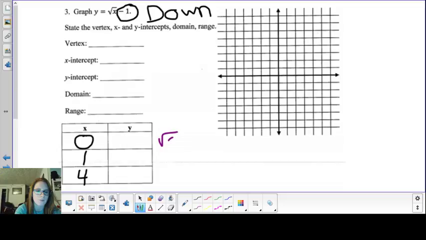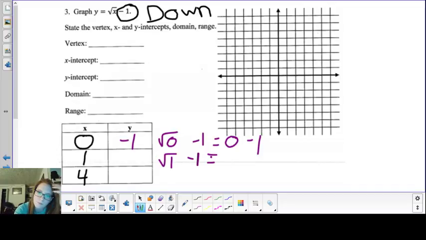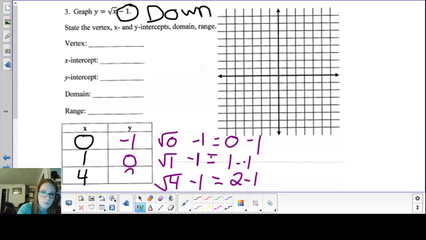So the square root of 0 minus 1. Square root of 0 is 0. 0 minus 1 is negative 1. Okay. Then I have the square root of 1, which is 1, minus 1, which is 0. And I have the square root of 4 minus 1, which is 2 minus 1, which is 3. Plotting 0, negative 1, 1, 0, and 4, 1, 2, 3, 4.